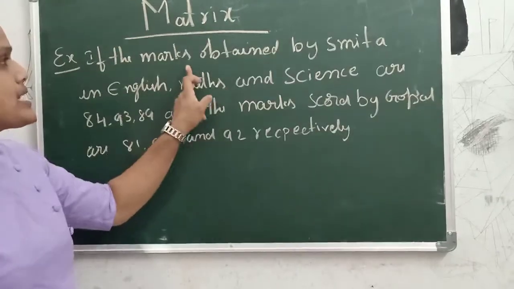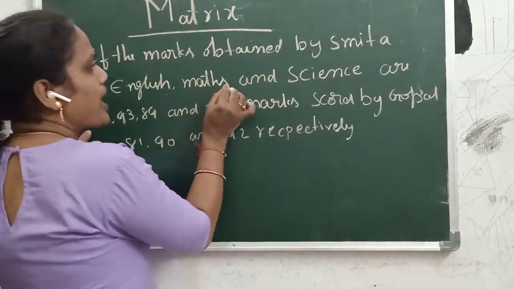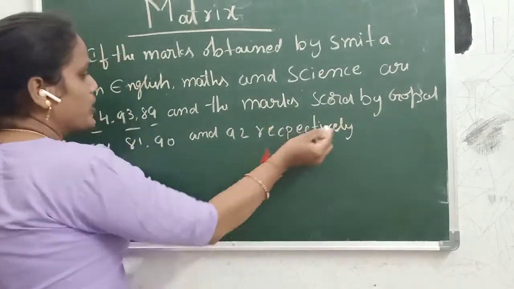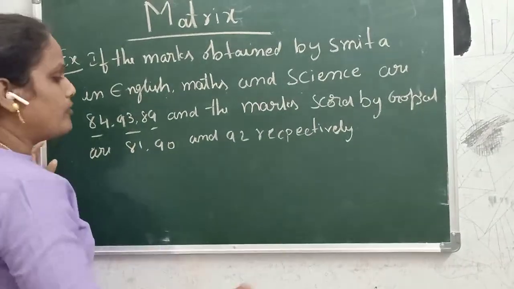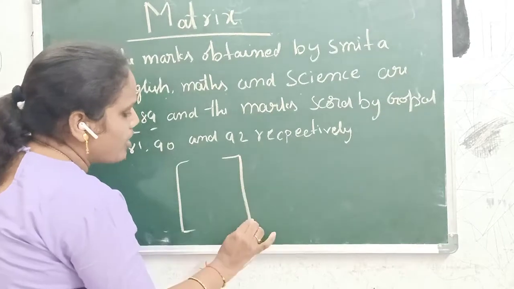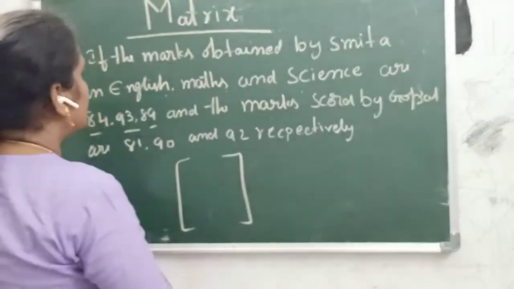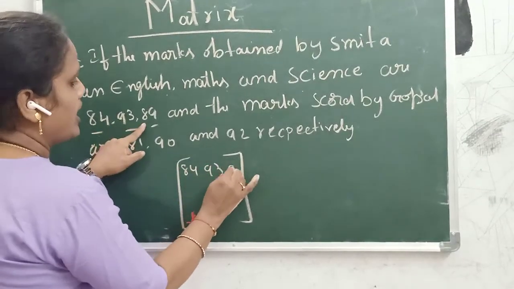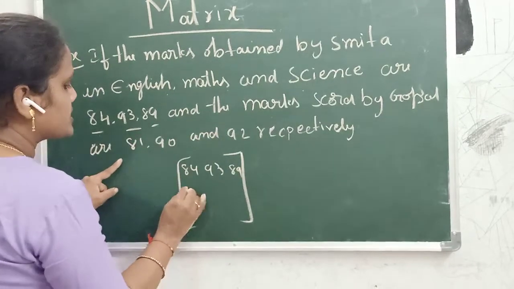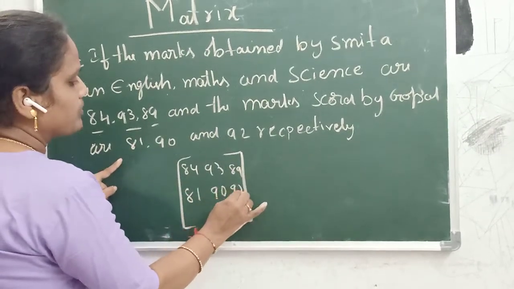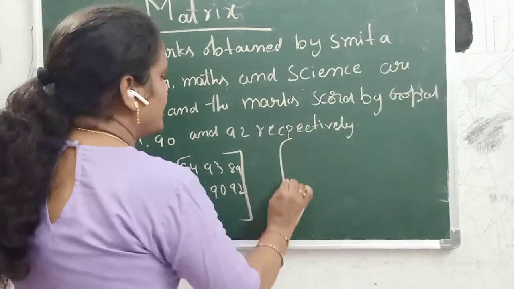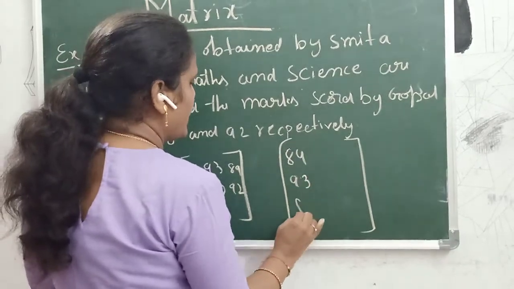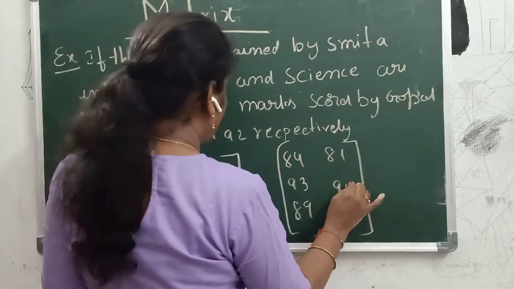So, if the marks obtained by Smita in English, Maths and Science are 84, 93, 89, and marks scored by Gopal are 81, 90, 92, how do we write this in one matrix? So, array of rows and columns we learned. So, 84, 93, 89 and Gopal's marks are 81, 90, 92. We can write like this, and also in columns: 84, 93, 89, 81, 90, 92.